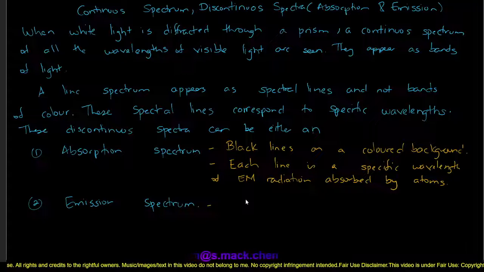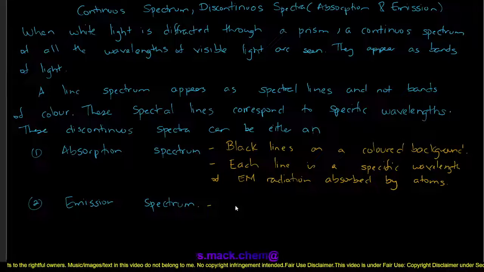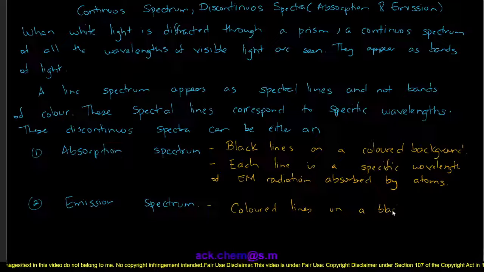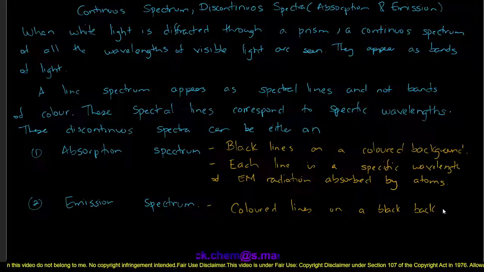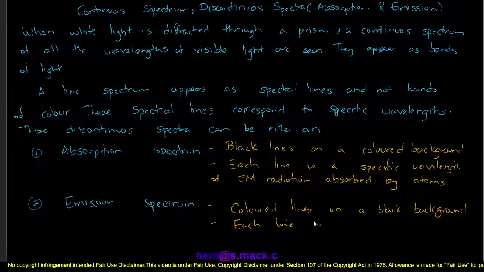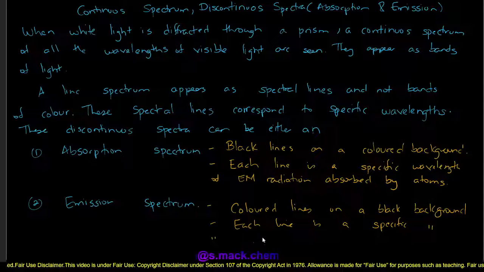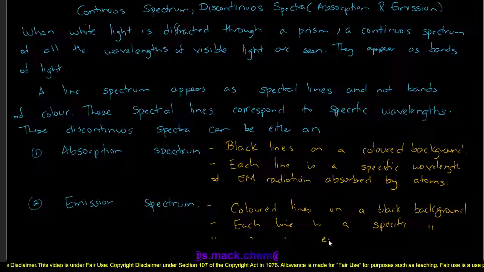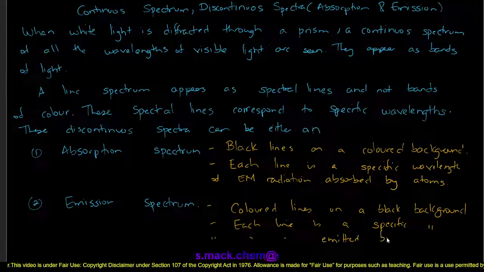And for our emission spectra, it's going to be the opposite of what we see here. Emission spectra show colored lines on a black background, where each line is a specific wavelength of electromagnetic radiation emitted by atoms.